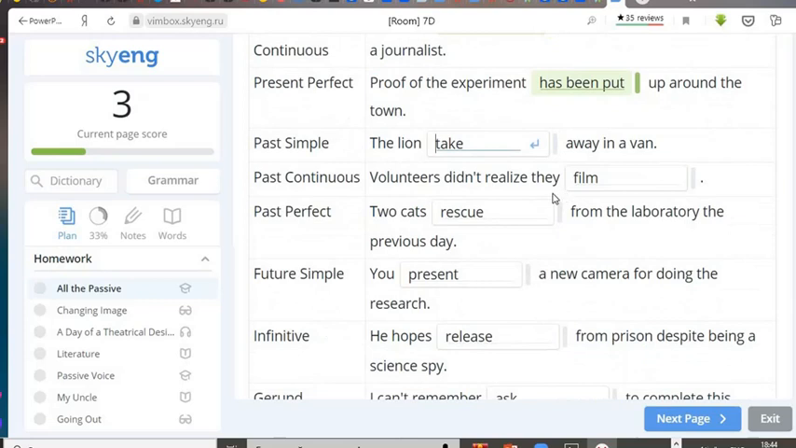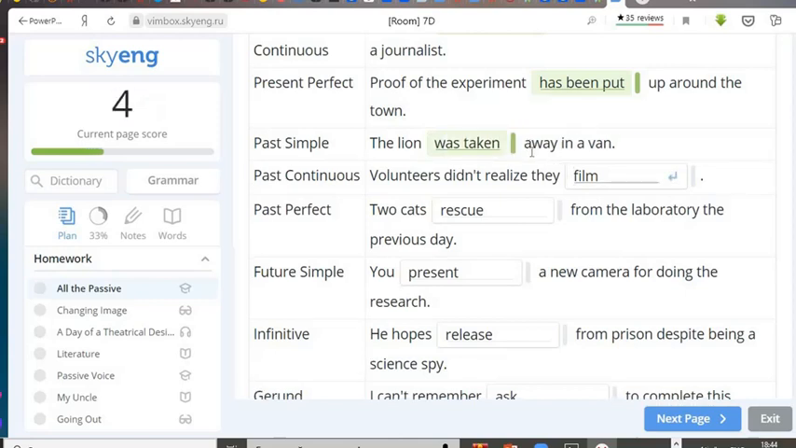Then, past simple. The lion take away in a van. The lion, of course, was taken. We use taken because it's an irregular verb. Let's check. We are right.